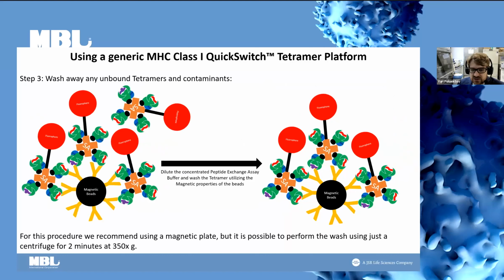Next, dilute the wash buffer provided in the kit 1 to 10 in water and use it to wash off any unbound tetramers. For this process, we recommend using, once again, the magnetic plate to bind the beads on the bottom of the plate, but it's possible to simply spin the plate at 350 Gs for 5 minutes to have the beads precipitate in the bottom of the plate. The magnetic beads are heavy enough that they will precipitate in just a regular centrifugation. So you don't really need the magnetic plate if you don't want to use it. With the magnetic plate, it's going to be a little bit better and cleaner.